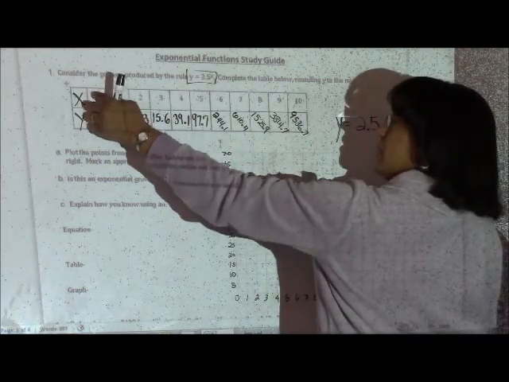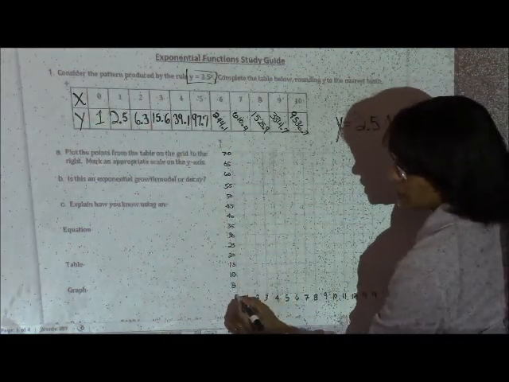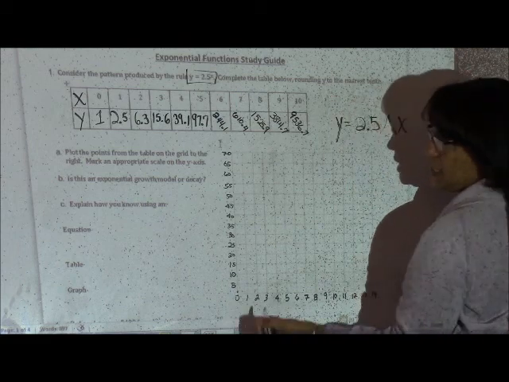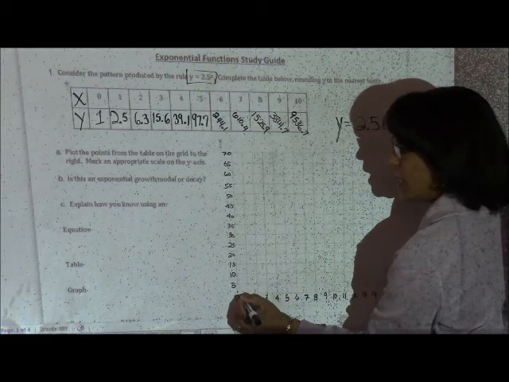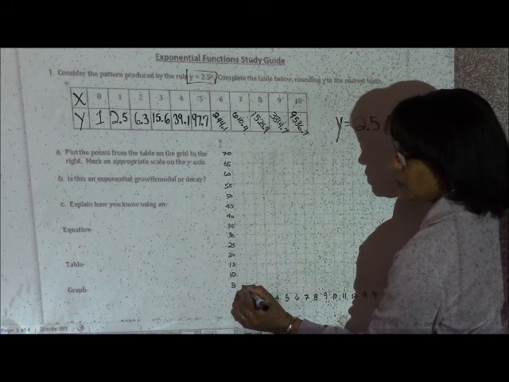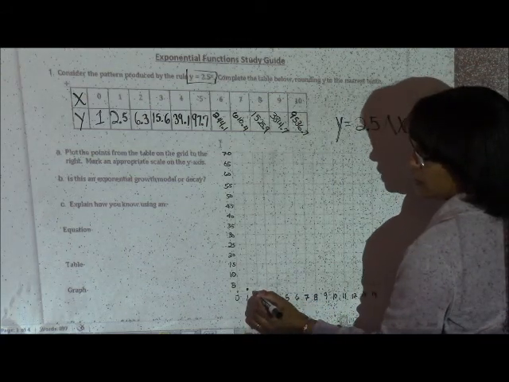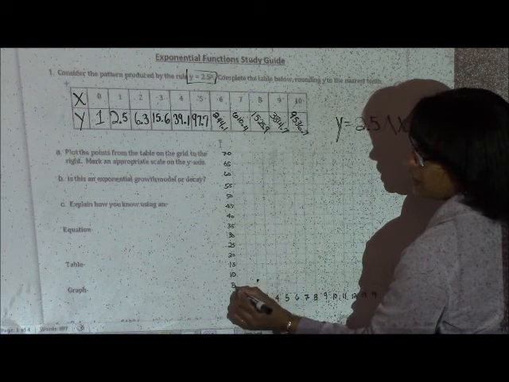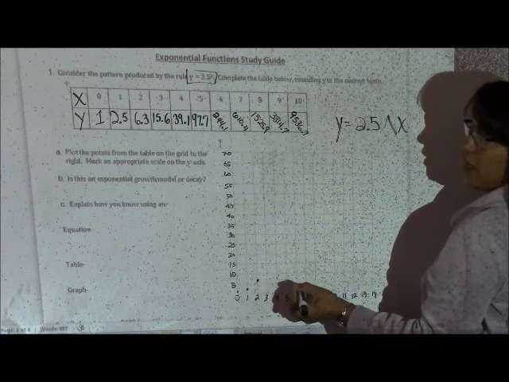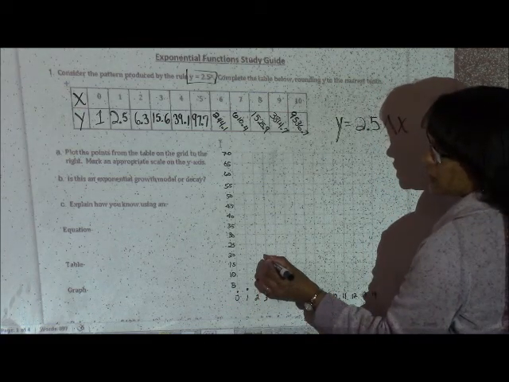The first ordered pair is 0, 1. So when x is 0, y is 1. The second ordered pair is 1, 2.5. When x is 1, y is 2.5. And then we have 2, 6.3. 2 going to about 6.3. We're estimating where these are. And then 3 is 15.6.